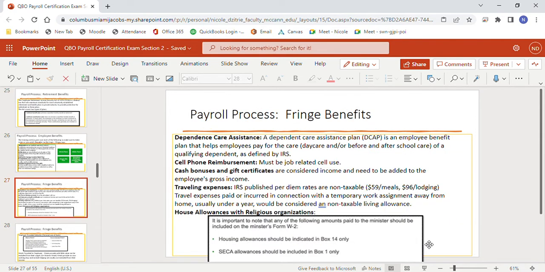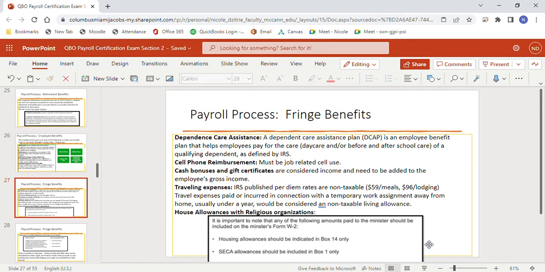Fringe benefits. So let's look at a couple of the fringe benefits that an employer can offer. Dependency care assistance. So a dependency care assistance plan is an employee benefit plan, by the way, I'm still using this from the IRS, that helps employees pay for care, let's say daycare or before and after school care of a qualifying dependent, and that would be defined by the IRS.